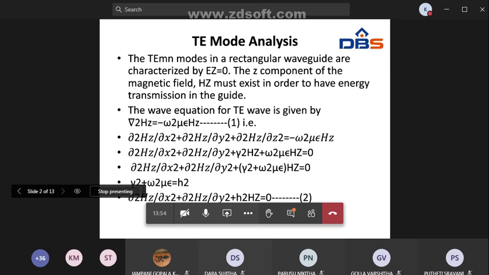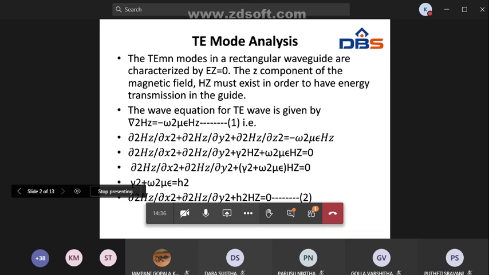If the wavelength is greater than lambda c, that wave is attenuated, and if the wavelength is less than or equal to lambda c, then that wave is propagated, right? So the condition to propagate is that the wavelength must be less than or equal to lambda c. Okay?